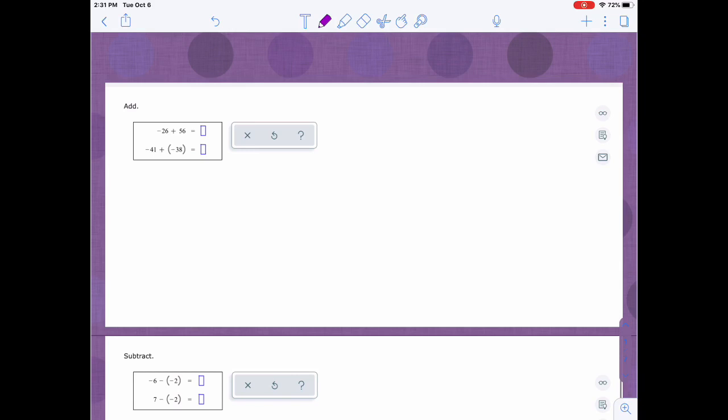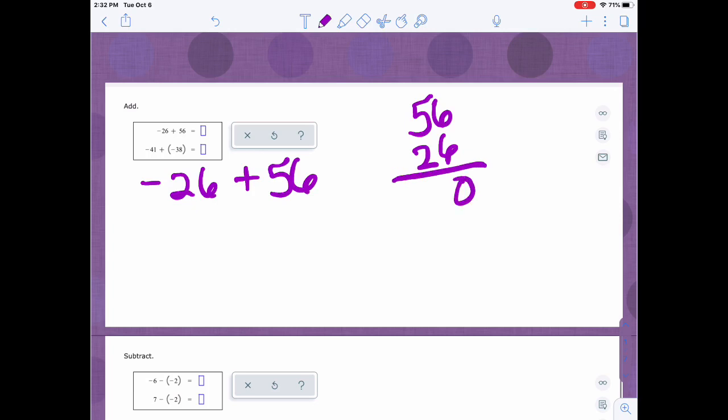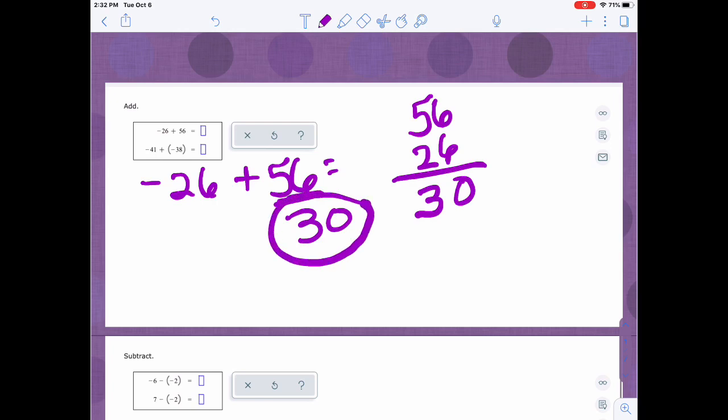Here we have just bigger armies, -26, +56. The signs are different, so we are in effect going to subtract. And we get 30. So what we need to do is to look for the bigger number, and it is positive, so we're going to keep this positive.